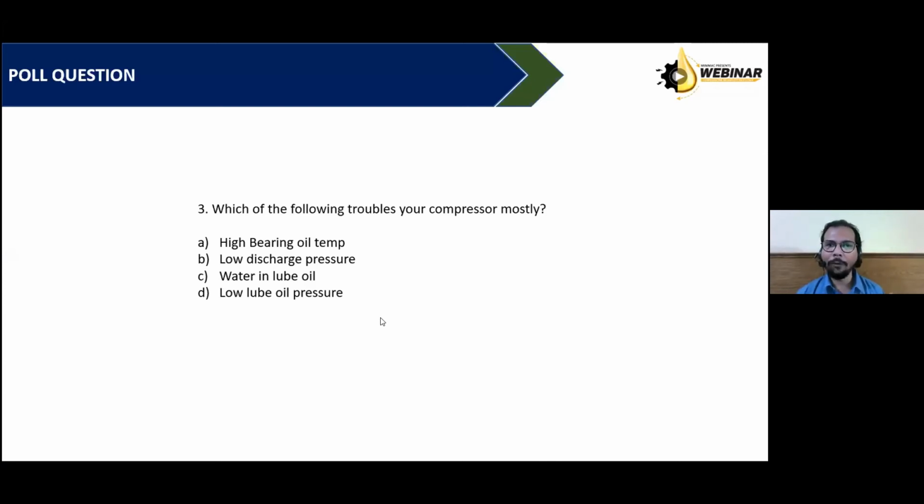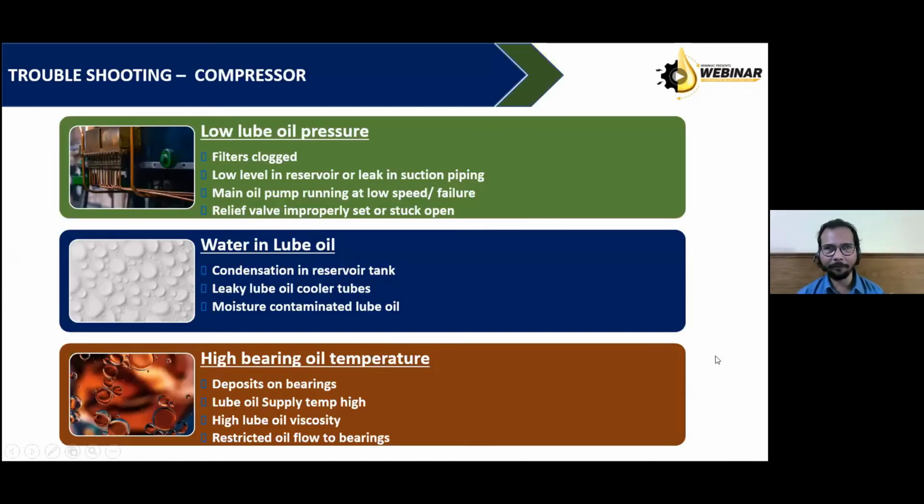So we will see how high bearing oil temperature is happening, and then how water is entering into the lube oil. So we will address these two top issues. We will also look into troubleshooting of the compressor. I will take 1 minute to explain the issues regarding high bearing oil temperature and water.